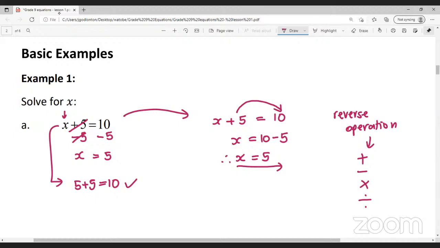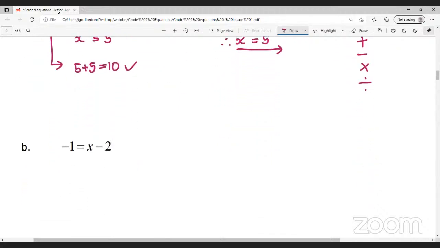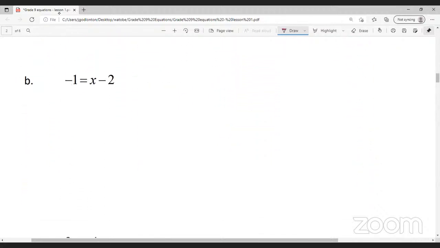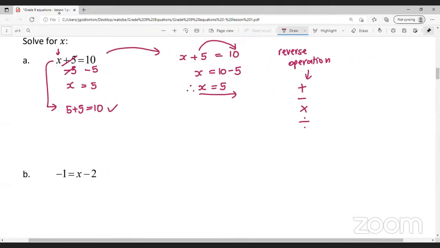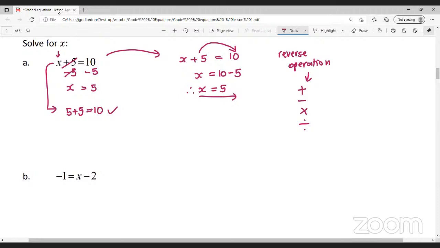I know that this seems super easy, but honestly, if you understand these basics, then equations go really, really well. So let's have a look at B. I'm going to leave it so that you can still see a little bit of A. I'd like you all to give B a try, and then when you feel ready, I'd love it if I could have a volunteer who could talk me through B.